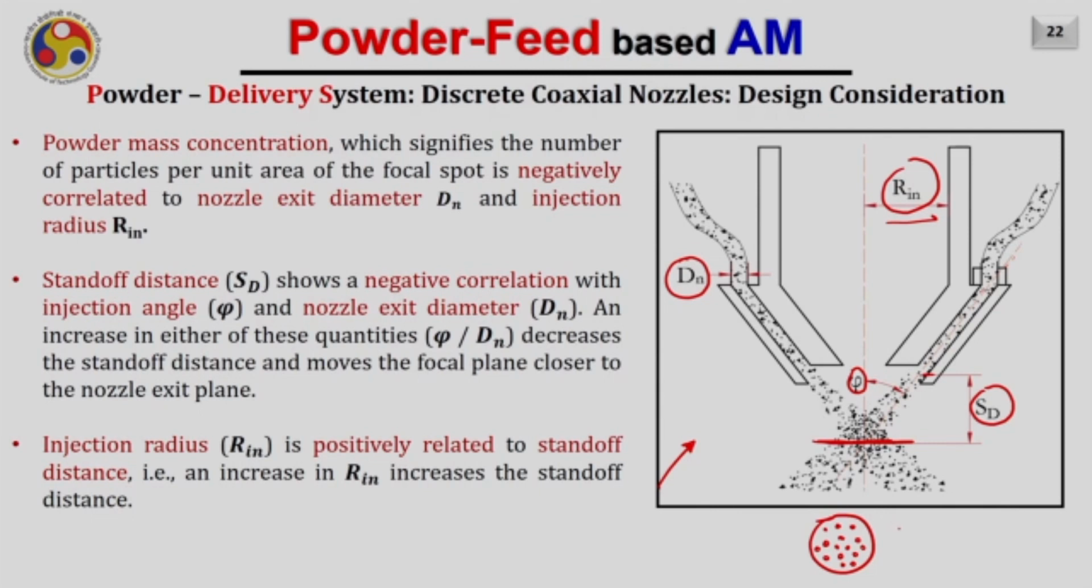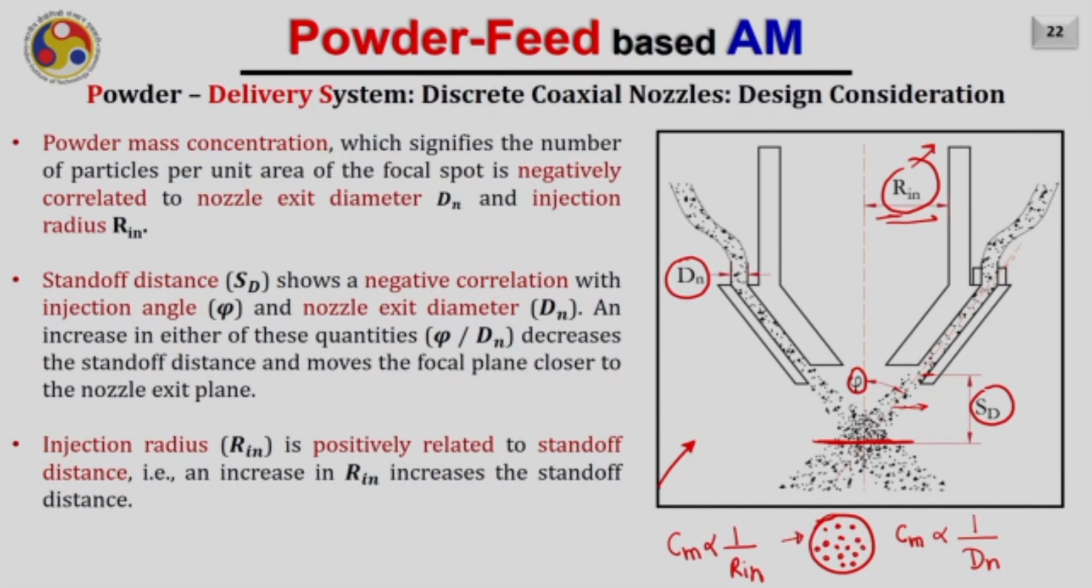This mass concentration, let me write it as Cm, is negatively correlated to the nozzle exit diameter and injection radius. In other words, the concentration of mass is inversely proportional to the diameter dn, and also inversely proportional to rin. It is obvious: as I increase rin, the injection radius, what will happen? My stream will go apart, it will go away. In that case, this radius will definitely increase, and this diameter will increase.